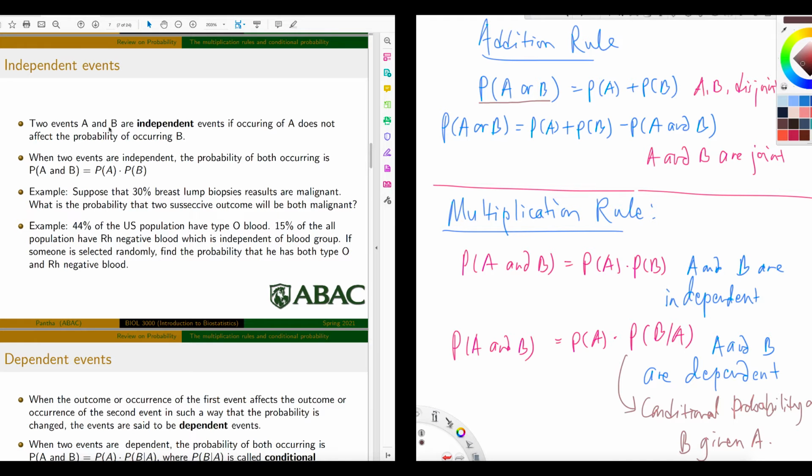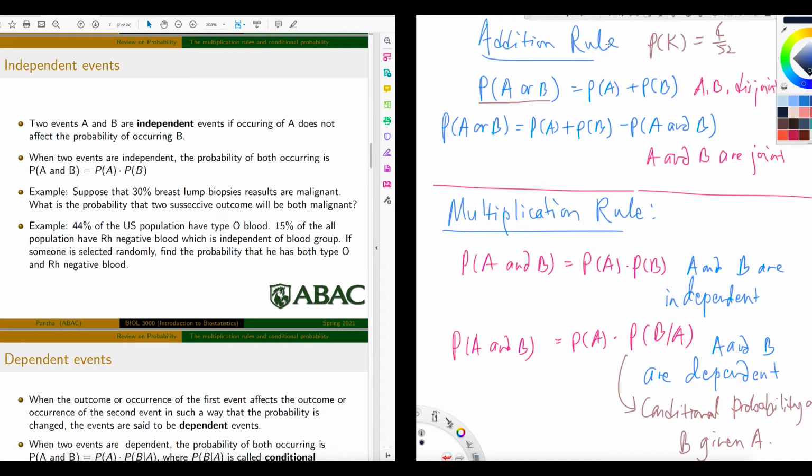Two events A and B are independent if the occurring of A does not affect the probability of occurring B. If events A and B are independent, then the happening of A does not affect the happening of B. For example, if you pick a card from 52 cards, what is the probability of a king? The probability of a king in that case would be, let's say, P(K) equals 4 over 52, right? That is the probability of a king.